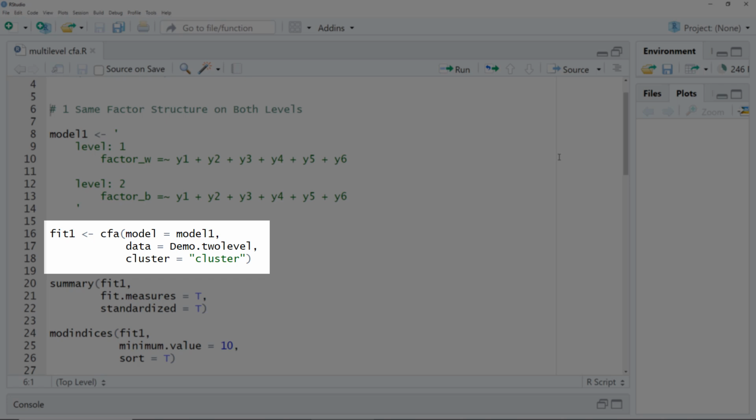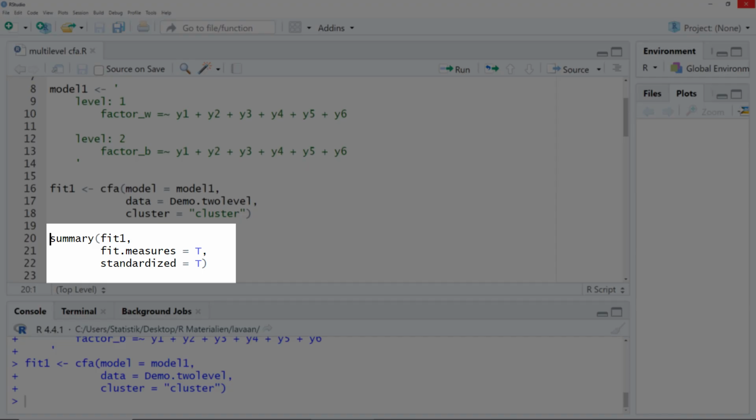Then the estimation, model and data as normal. What's new? The parameter cluster. Here we indicate which variable in the data frame denotes the group membership. And in this example, it's also called cluster. In your example, probably it will have a different name. Let's estimate this and let's look at the output.